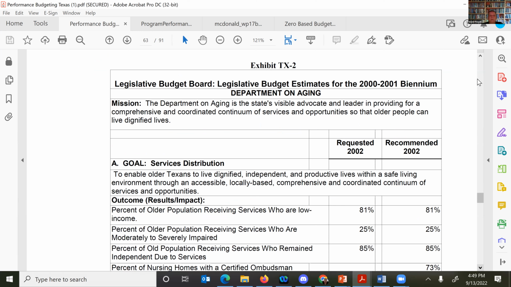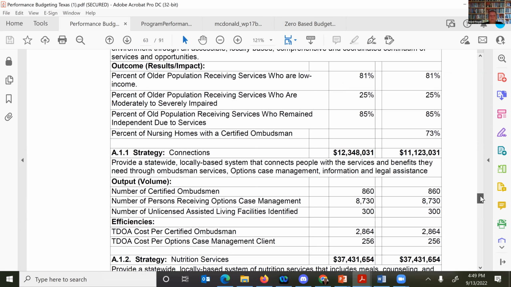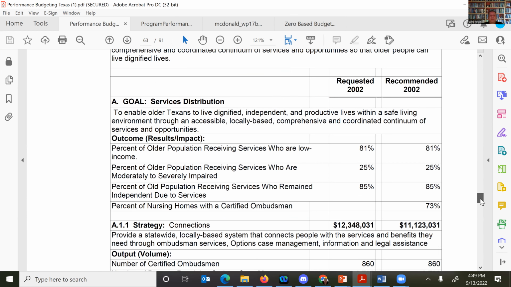So their mission, the Department of Aging, is the state's visible advocate and leader in providing for a comprehensive and coordinated continuum of services and opportunities so that older people can live dignified lives. In this budget, you have goals. And so our goal here is service distribution, goal 1 or A. For goal A, service distribution, to enable older Texans to live dignified, independent, and productive lives within a safe living environment through an accessible, locally based, comprehensive, and coordinated continuum of services and opportunities.